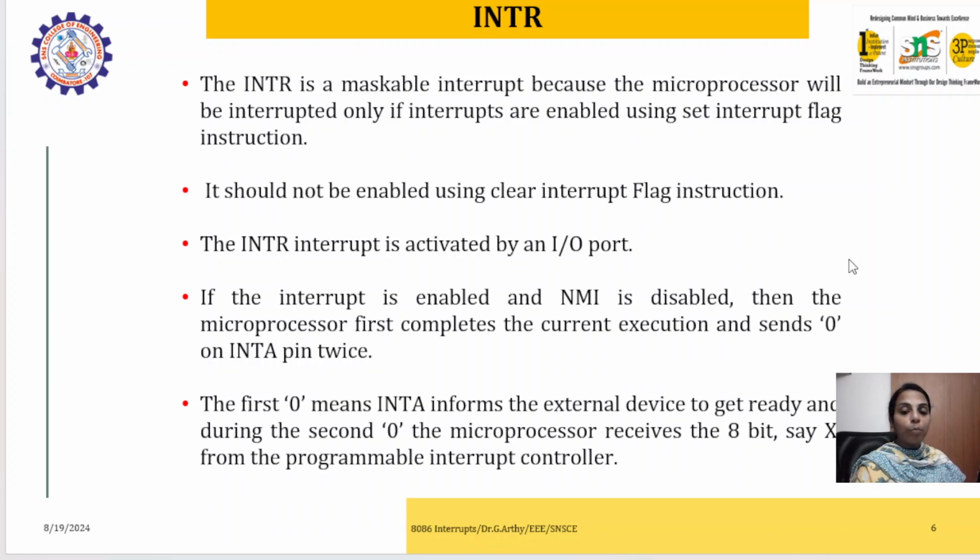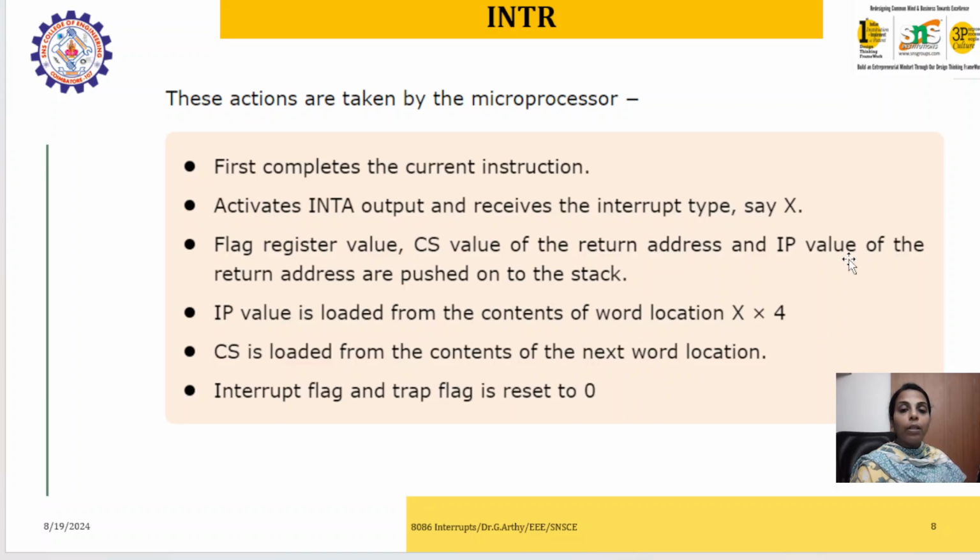When INTA sends the first 0, it informs the external device to get ready. And when it sends the second 0, the microprocessor receives the 8-bit interrupt type from the interrupt controller. When this process is taking place, it does the following. First, it completes the current instruction, activates the INTA output and receives the interrupt type. The flag register value, the CS value of the return address and the IP value are all pushed to the stack.